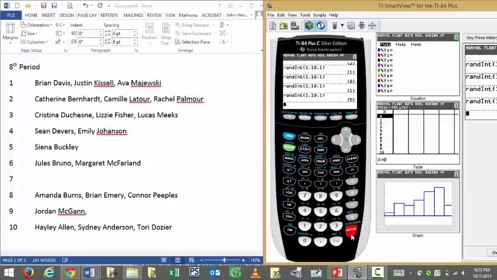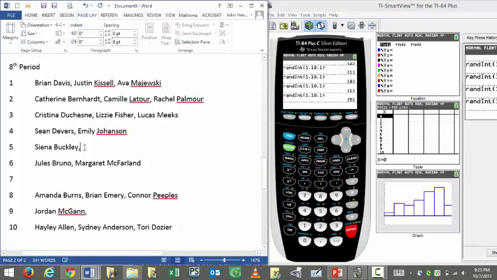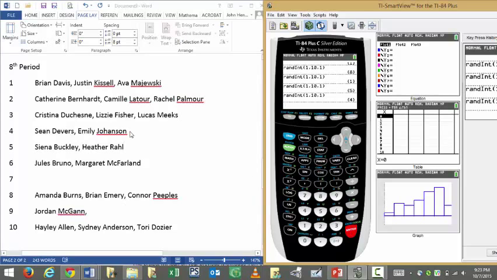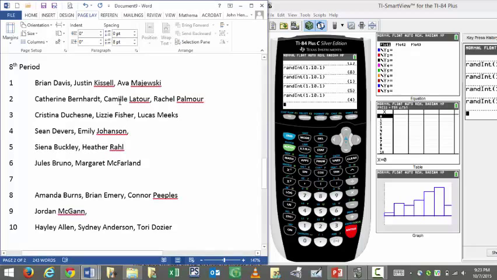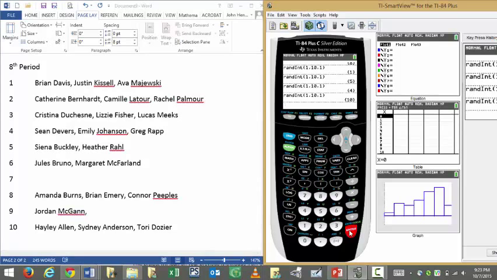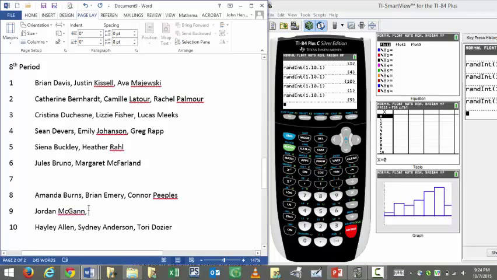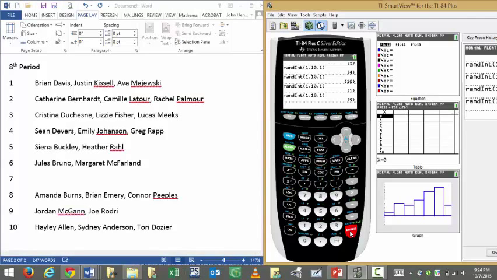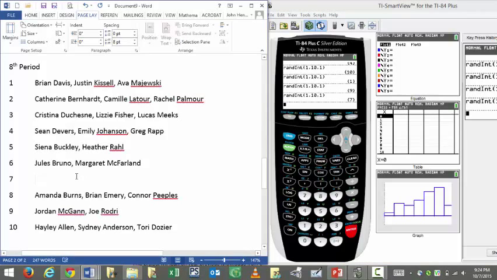Group 1 filled. Group 5. So Sienna now has a second person in her group, and that's going to be Heather Rawl. Keep moving through. We need a 4, so there we go. This will be the final member of group 4. That'll be Greg Rapp. Group 10, filled up. Moving on. Group 1, filled up. Group 9. All right, so right after Mr. Rapp, we end up with Joe Rodri. And we keep moving. Group 7. Finally, there's the first time 7's popped up. So now Matt will be the first member of Group 7.